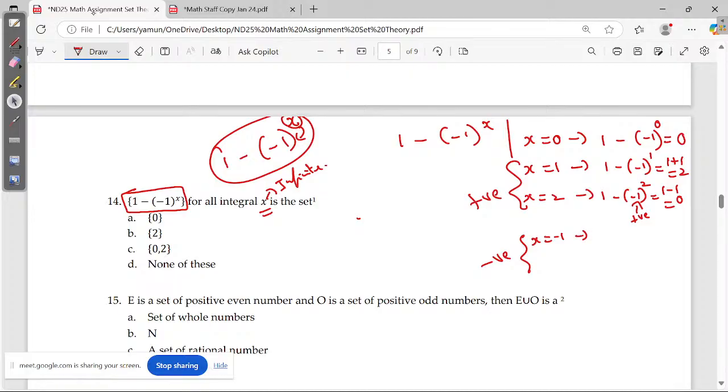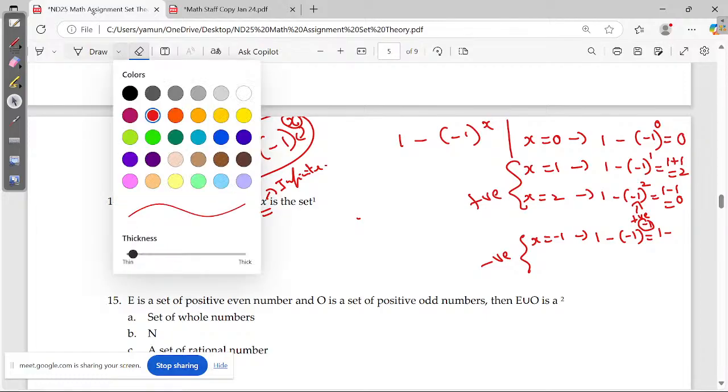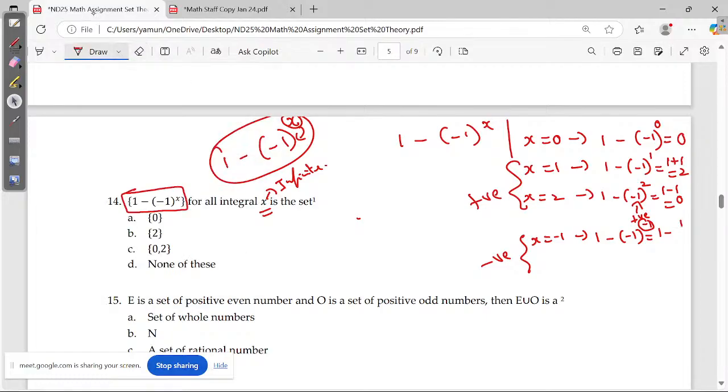x equal to minus 1. 1 minus (minus 1) power minus 1. Because we have a negative power, it will be reversed, so this is 1 by minus 1. You should not write minus 1 by minus 1; you have to write it as 1 by minus 1. So 1 minus (minus 1) becomes 1 plus 1, which is 2.